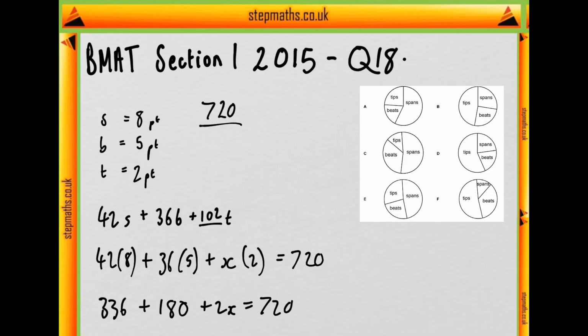So we want one where spans are less than half and tips are more than beats, but they're both about a quarter, which we can see is closest to E, which we can take to be our answer.